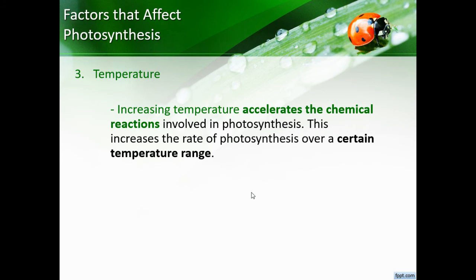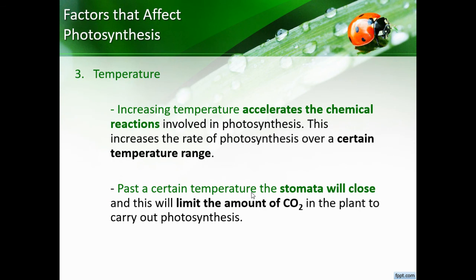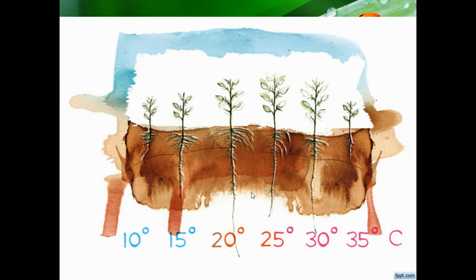Last factor is temperature. Increasing temperature accelerates the chemical reactions involved in photosynthesis. This increases the rate of photosynthesis over a certain temperature range. Past that certain temperature range, it's going to get too hot. The stomata are going to close because the plant is going to lose all of its water. So that's going to limit the amount of carbon dioxide in the plant that can carry out photosynthesis.